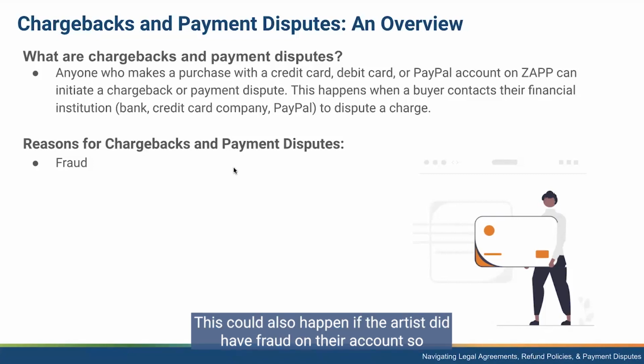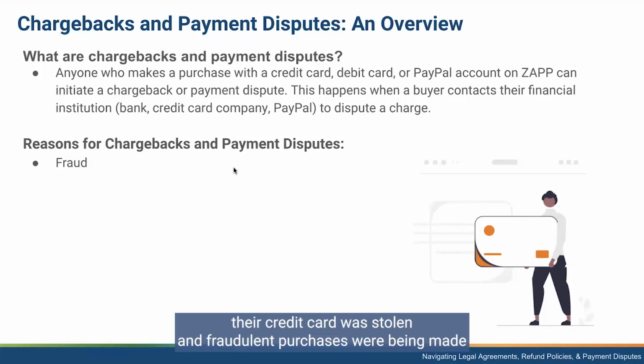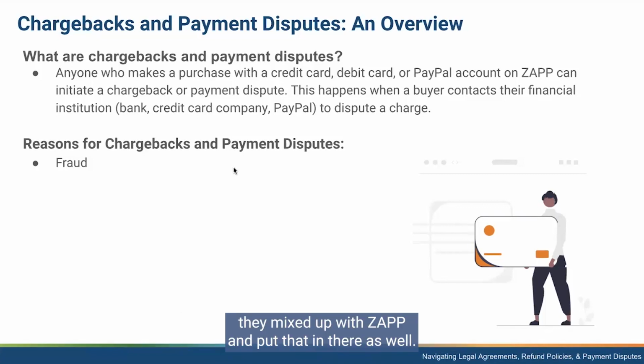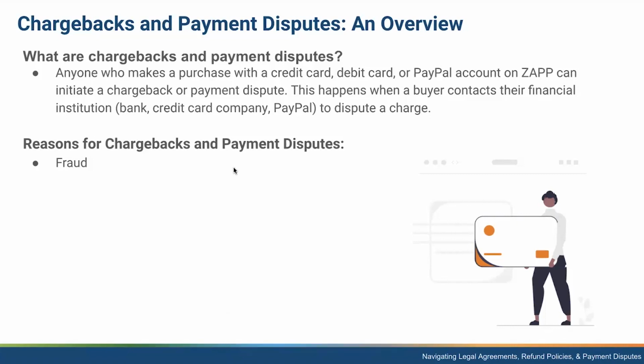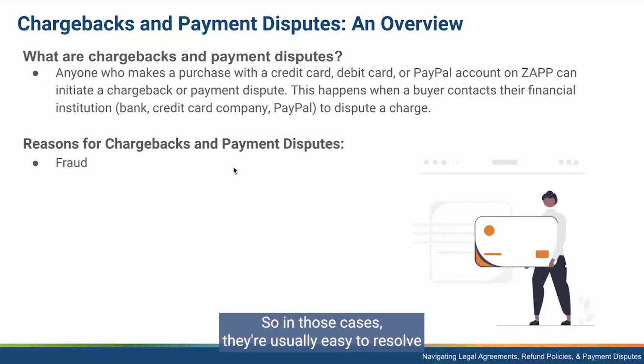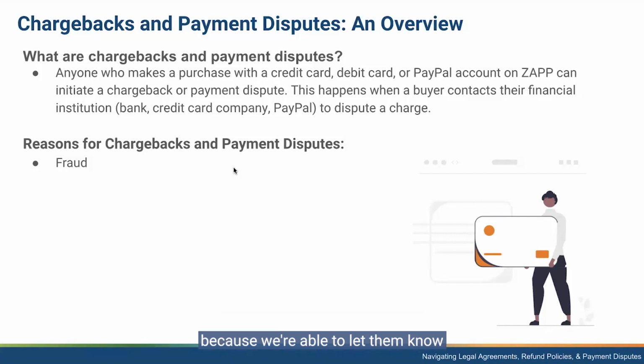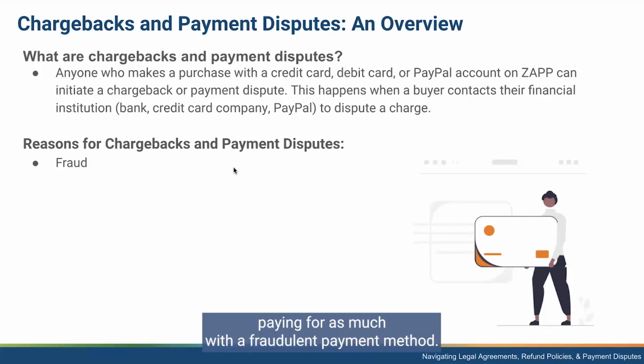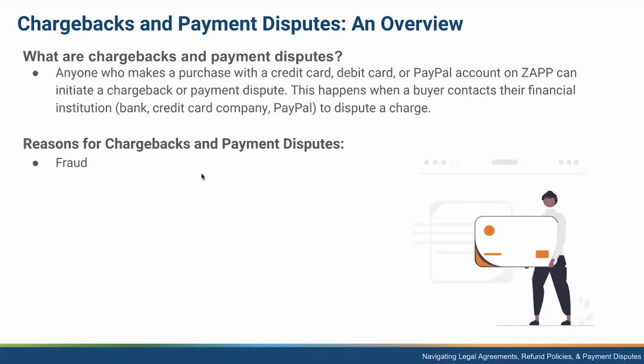This could also happen if the artist did have fraud on their account. So, their credit card was stolen and fraudulent purchases were being made. As they're going through the purchases to determine which ones were fraudulent, they mixed up ZAPP and put that in there as well. So in those cases, they're usually easy to resolve because we're able to let them know whether or not it is a real purchase. And most of the time it is a real purchase because we don't ever really see people paying for ZAPP with a fraudulent payment method.